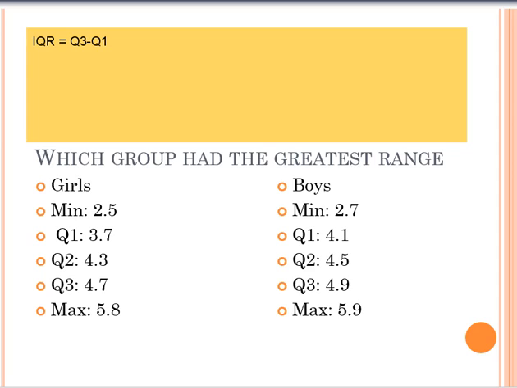The next question asks about the IQR. Remember, the IQR is also a measure of how spread out the data is. To calculate the IQR, you just want to take the difference between Q3 and Q1, and that will capture the middle 50% of the data. For girls, the IQR is 1, so this is just 4.7 minus 3.7. For boys, the difference is 4.9 minus 4.1, so the IQR for them is 0.8. Again, we can see that the girls' IQR is slightly larger than the boys', suggesting that the girls' scores are slightly more spread out than the boys' scores.